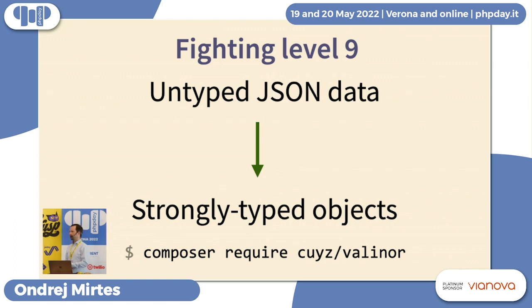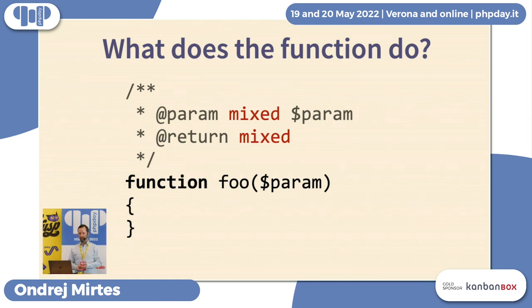All right. Another situation that you can encounter with level 9 is that you have a function that accepts mixed and returns mixed based on the PHP docs. But what happens in reality is that it returns the same type that it accepted. So you are not able to describe what's going on inside using union types or more specific types because the behavior depends on the parameter. So instead of mixed, you can use generics, which is an advanced feature.